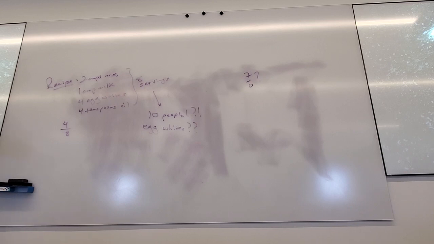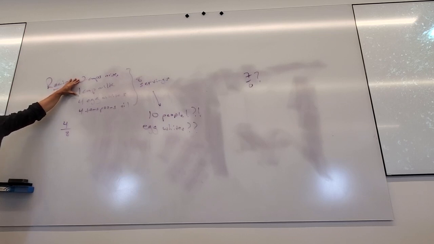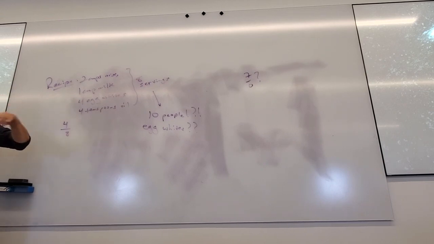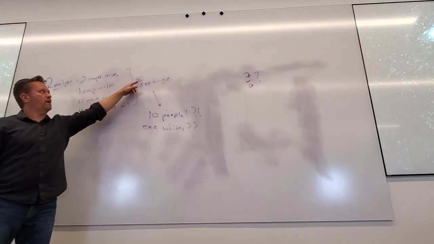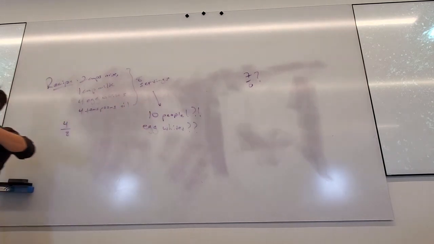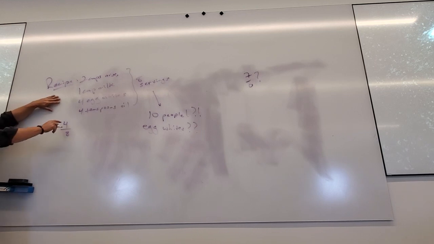So I need to make 2 ratios now. And of course the way recipes work is the ratios have to be constant. So if I want to make it for twice as many people, I just double every element. Because then of course I'll make twice as much. But I don't want to make it for twice as many people. I want to make it for 2 more people. So I can't just double everything. I could and have a ton left over. So this is 4 egg whites to 8 servings.